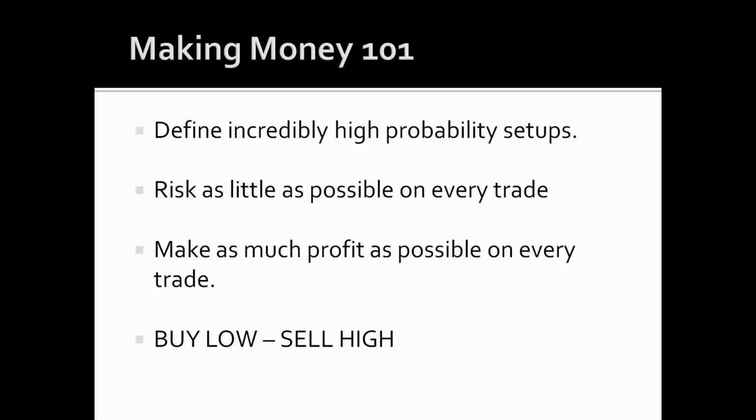Now let's talk about making money 101. Pretty simple. Define incredibly high probability setups, something that gives us greater than a 70% chance of winning. We're also going to risk the least amount possible on every trade by getting proper entries. We're also going to be able to read our software effectively so we're able to take as much profit as the market gives us on every trade. In essence, we're going to learn to buy low, sell high.